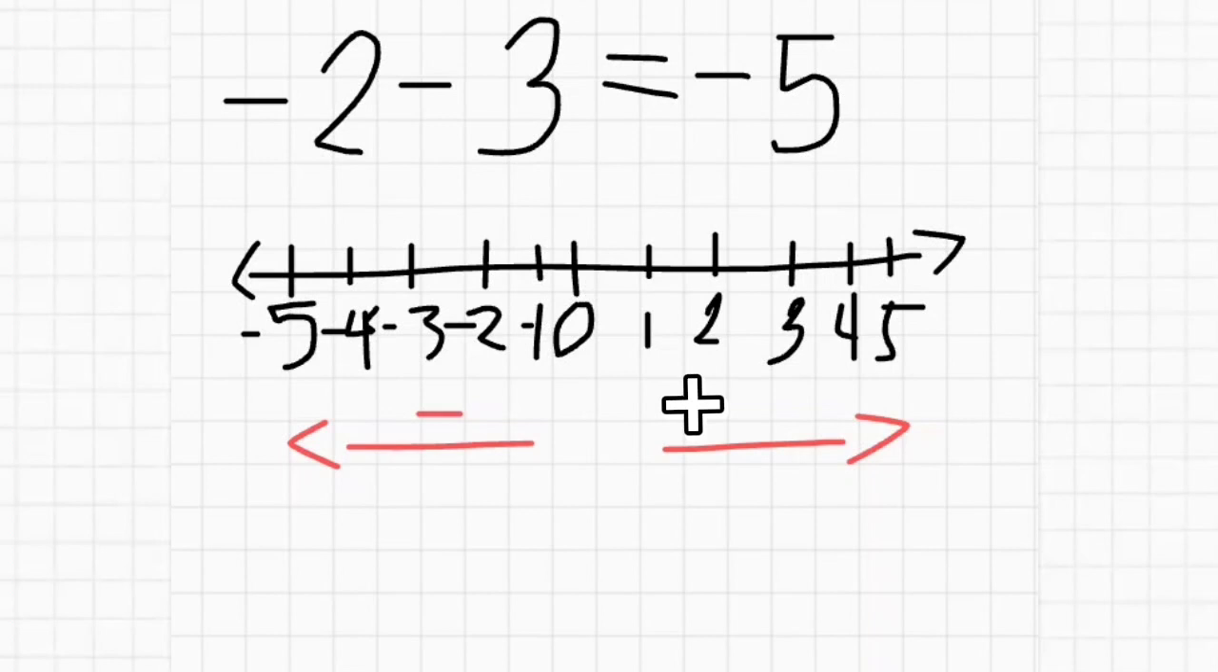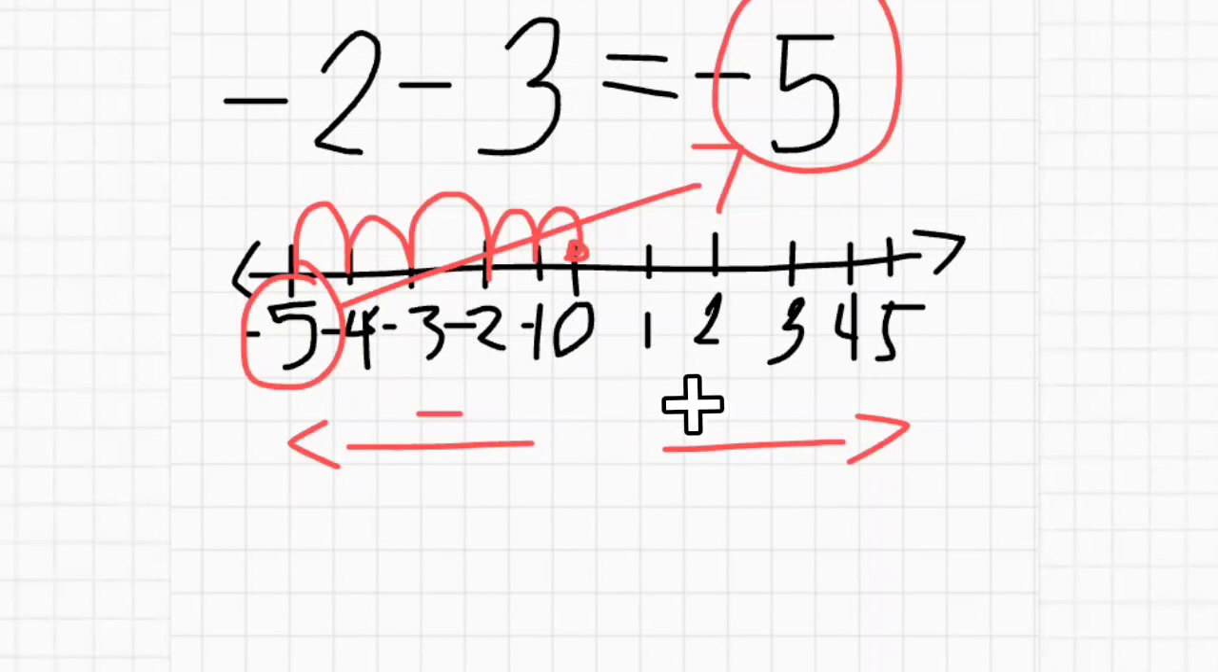So in this case, we have negative 2, so let's move 2 to the left. Next we have negative 3, so we're moving to the left and count 3. We end at negative 5, so notice that our answer is the same.